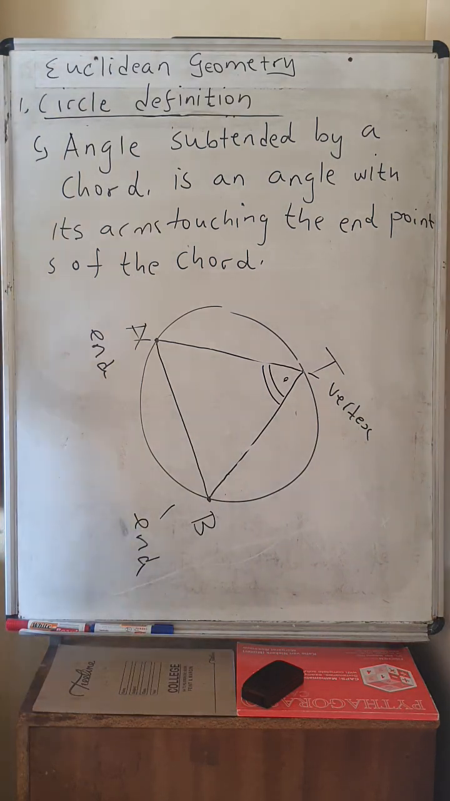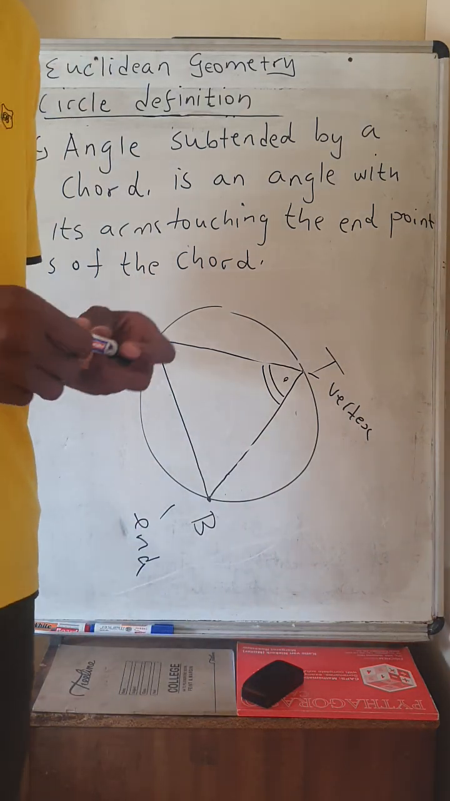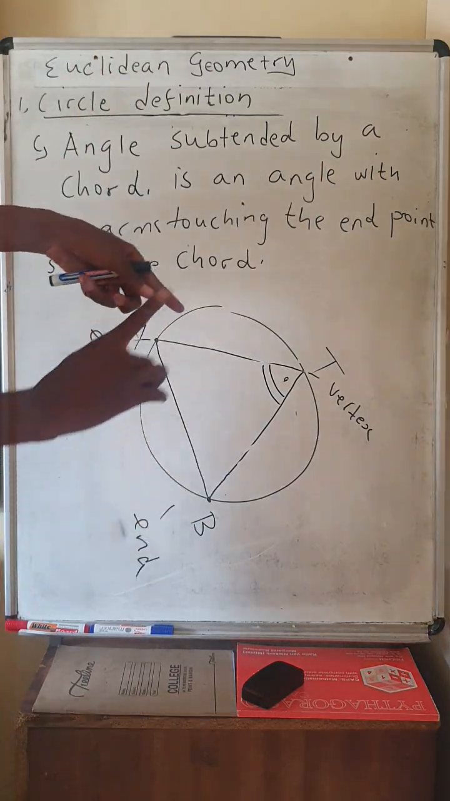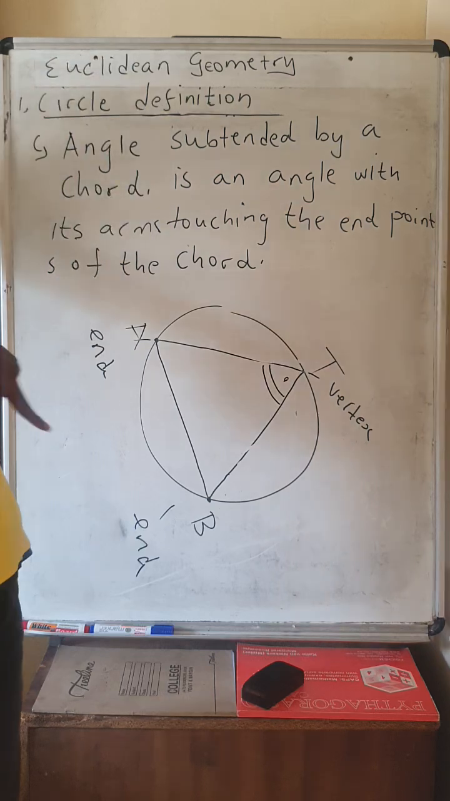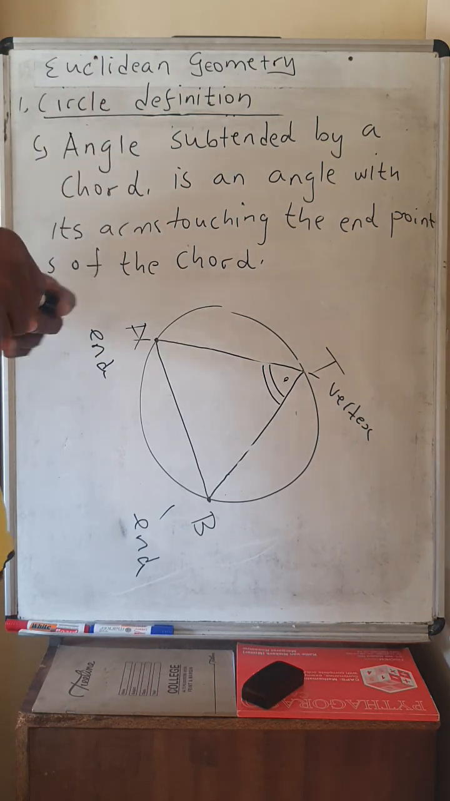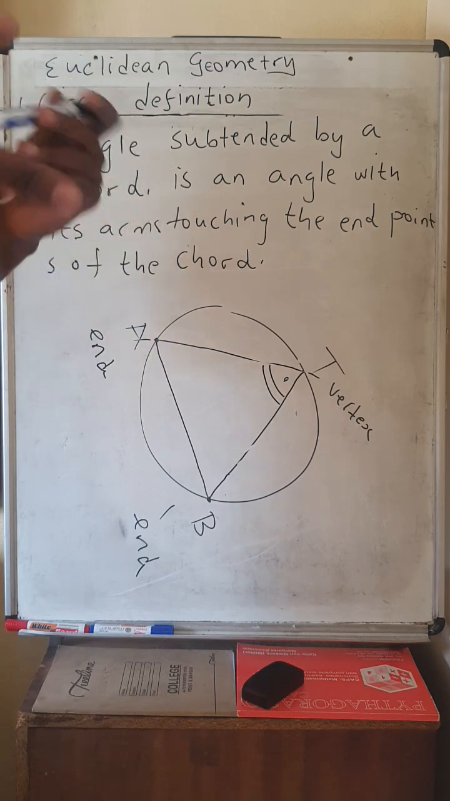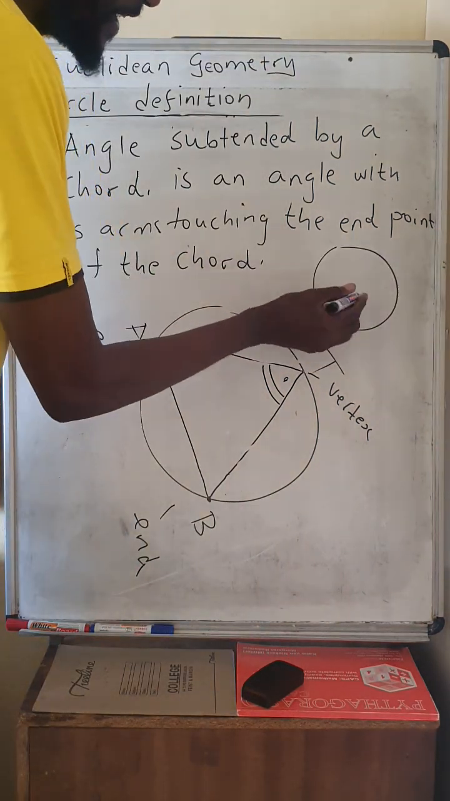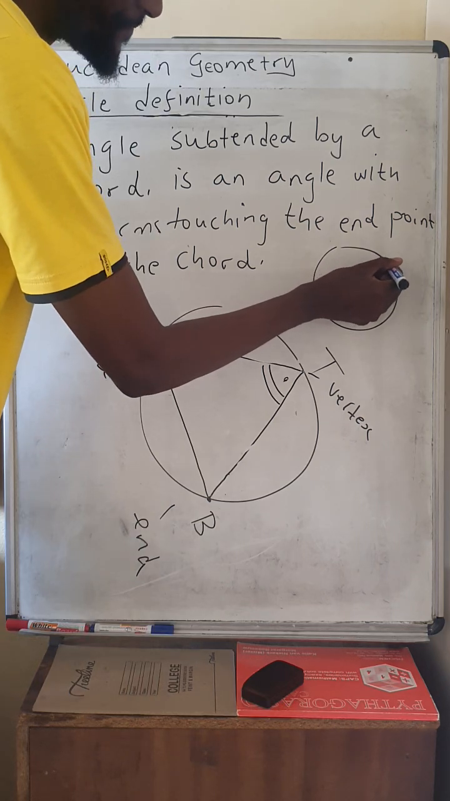So what I'm trying to say to you is I can only think about angles subtended by a chord if and only if the arms, when you follow them from the vertex, touch the circumference, and the points where they touch the circumference are joined by a line segment. So that's how it works. You can give me an example like this again. Let us look at this. Ta-da.